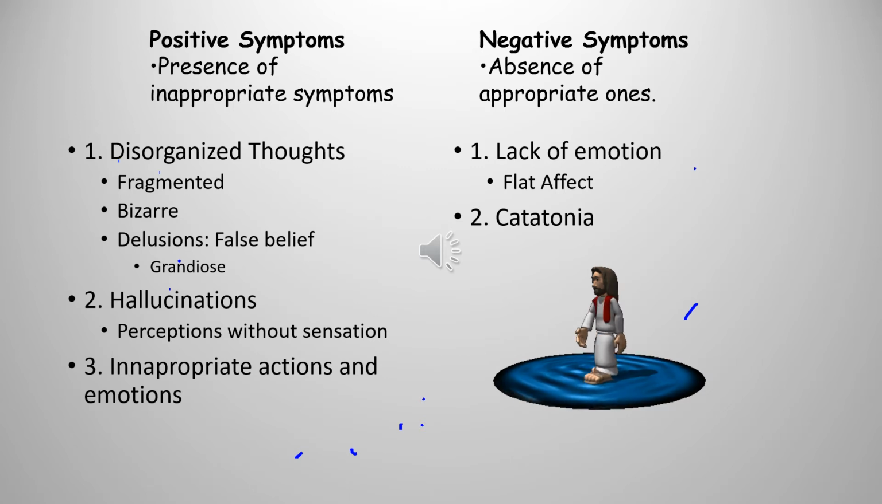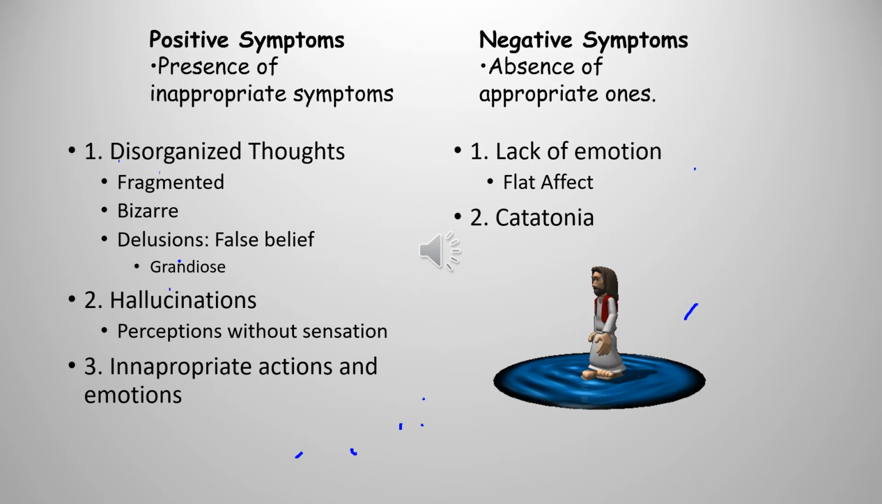Hallucinations would be the second symptom, and here these are usually coupled with delusions. These are having some perception without any sensation. So seeing things, hearing things. A lot of people with schizophrenia will hear voices talking to them. They're usually very negative voices, maybe telling them to hurt themselves or someone else. But they can also experience sensations on the skin, smell, and taste, and so forth.